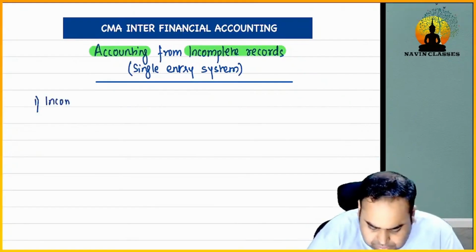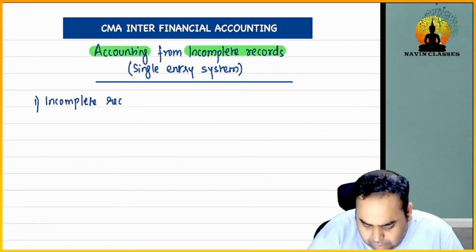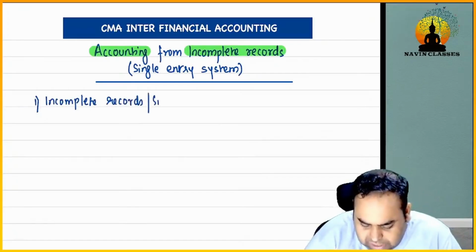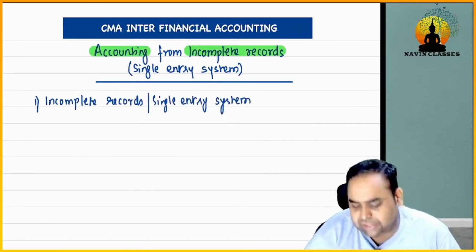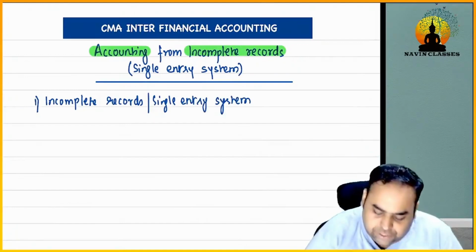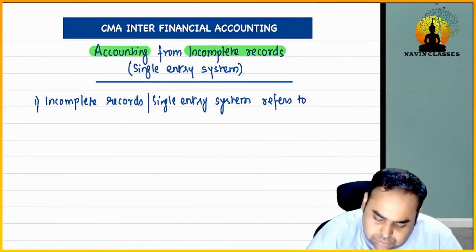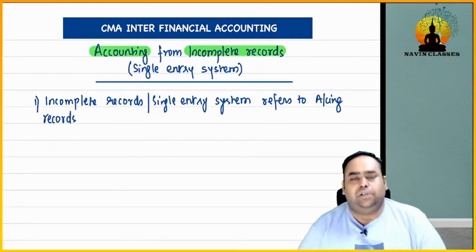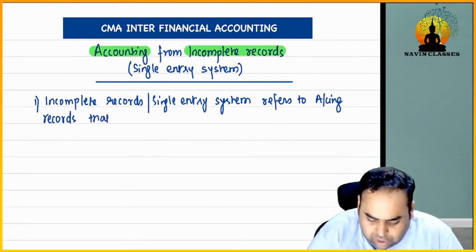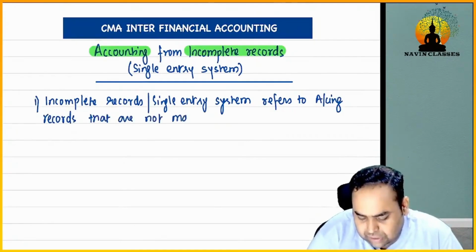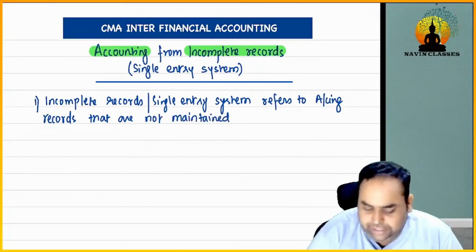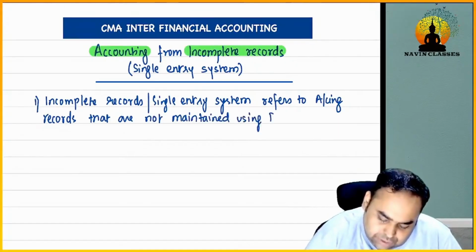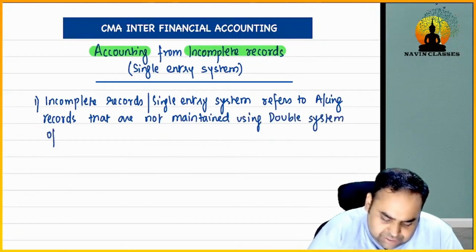The first point is incomplete records or single entry system. Incomplete records or the single entry system refers to accounting records that are not maintained using the double entry system of accounting.